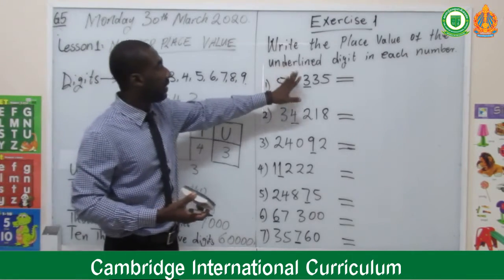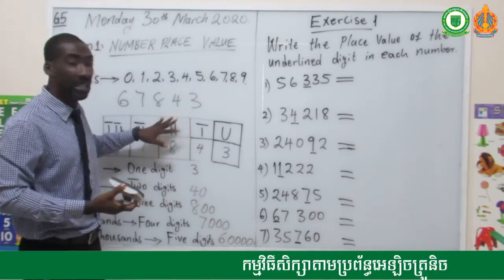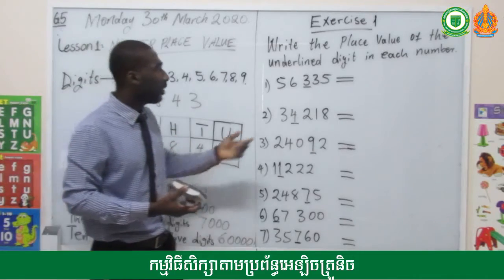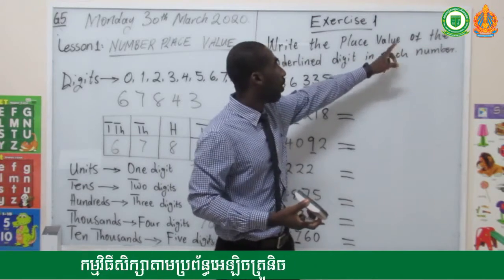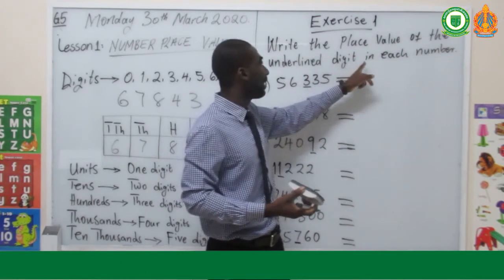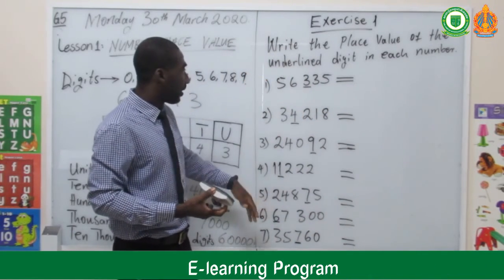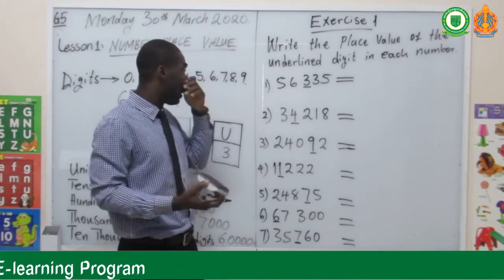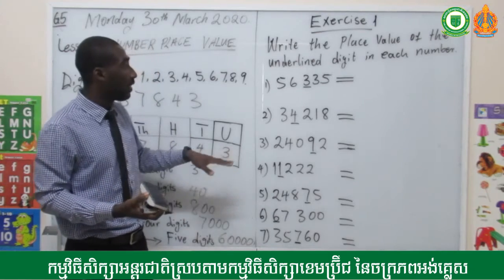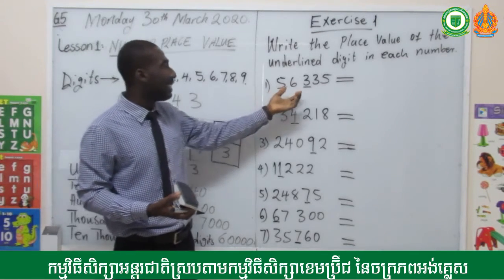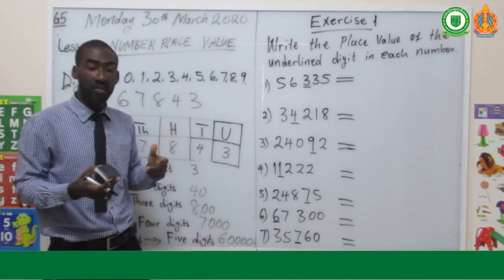Okay, so we have this exercise that we have to practice so that it will help you to understand our lesson today very well. Over here, we are supposed to write the place value of the underlined digits in each number. We have 7 different questions here and 7 different numbers. There are individual numbers here that have been underlined, and what you are supposed to do is to identify the place value.